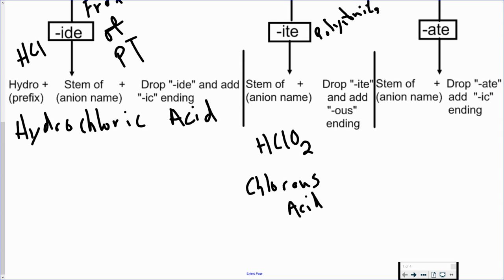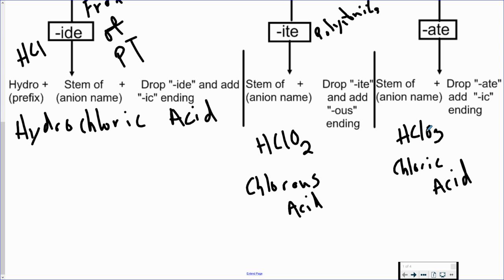And then finally, what if we had an "ate"? This one is going to be HClO3. So that's chlorate as the anion. You drop the ate and you add the ic. So this becomes chloric acid. Now, you might be looking at it and being like, Mr. Day, hydrochloric acid, chloric acid, they have the same ending. There's a prefix. Yeah, but look at the difference. Hydrochloric acid is HCl. Chloric acid is HClO3.